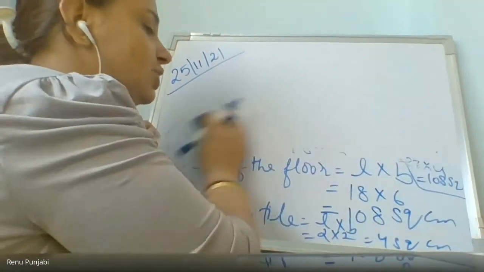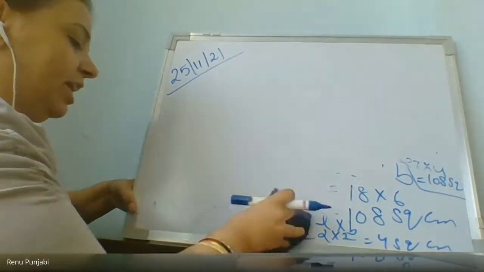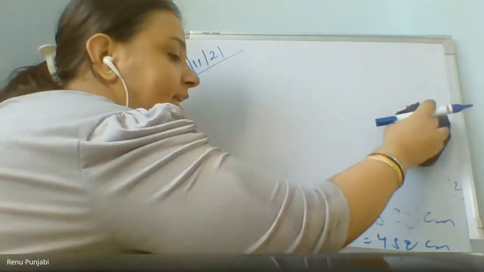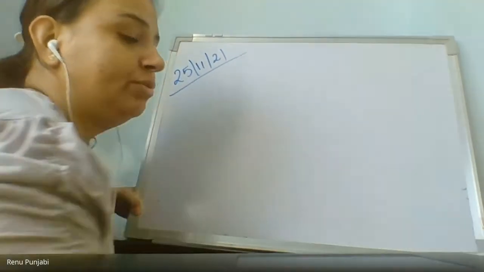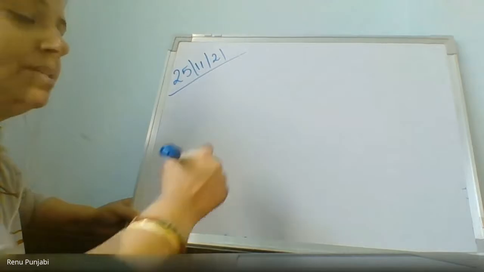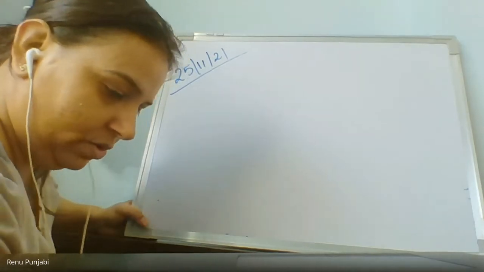Children, whenever such word problems come and it is required to make a diagram, please make the diagram. It will be easy for you to visualize the concept. Ma'am, I made the squares inside the box only. It is given. Okay, let's see.